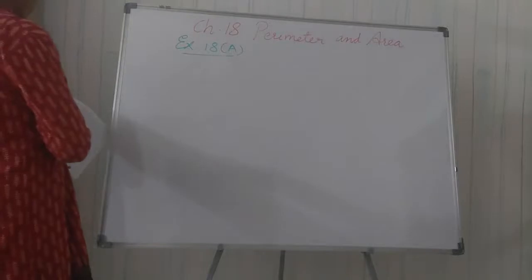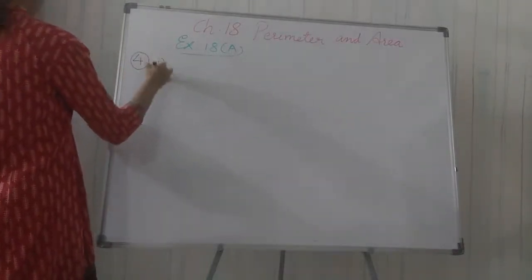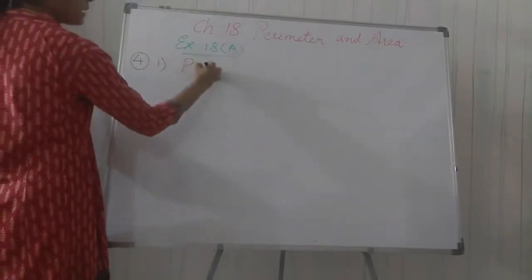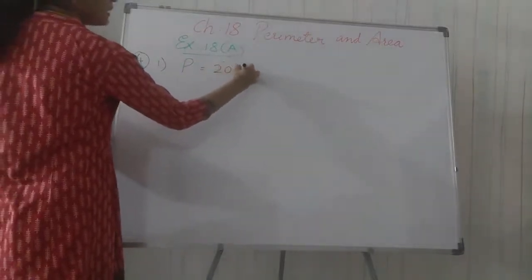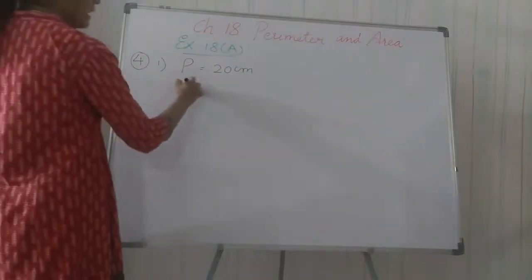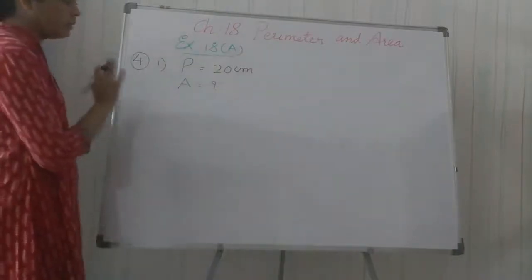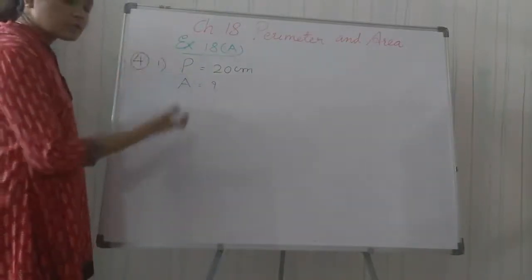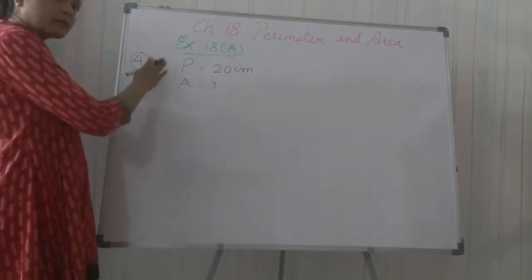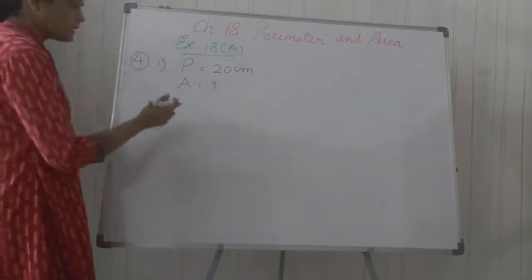In question number 4 we have two parts. The first part: the perimeter of a square is 20 centimeter. It means perimeter is given to us as 20 centimeters, and we want to find the area. So in the first part we want to find the area. See, in the last question what did we do? From the area to perimeter. Now what we are doing? From perimeter to area. So that is very simple.